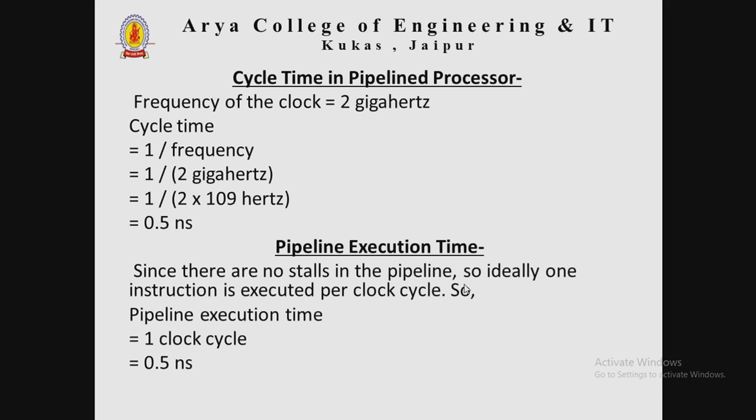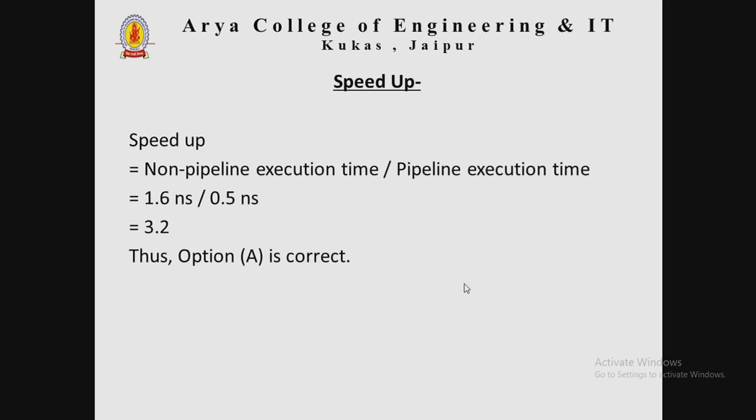Again, calculating the pipeline execution time, since there are no stalls in the pipeline, ideally one instruction is executed per cycle, so the pipeline execution time is 1 clock cycle, which is equal to 0.5 ns. Calculating the last part, speed up is equal to non-pipeline execution time divided by pipeline execution time, which is 1.6 ns divided by 0.5 ns, equal to 3.2. So option A is correct.